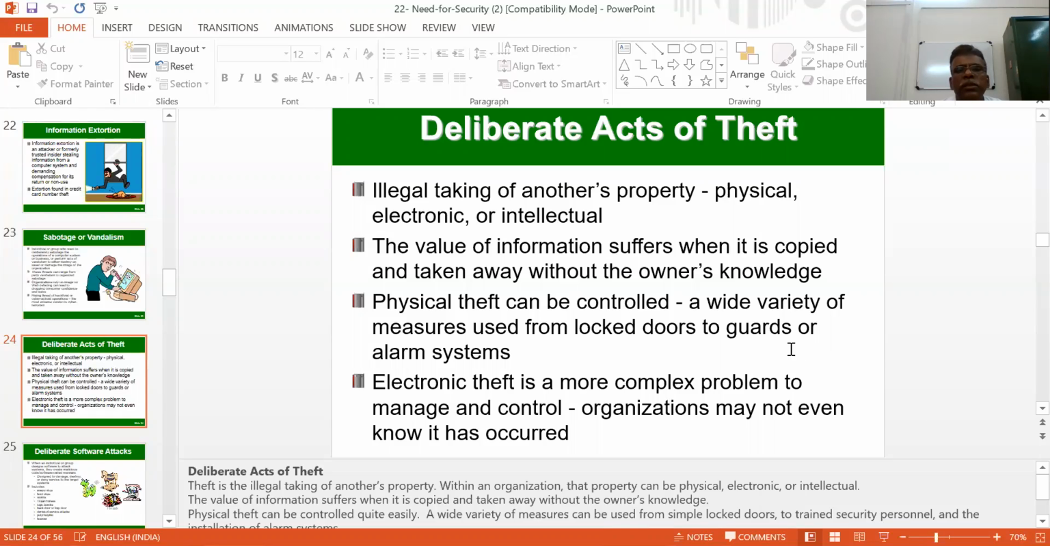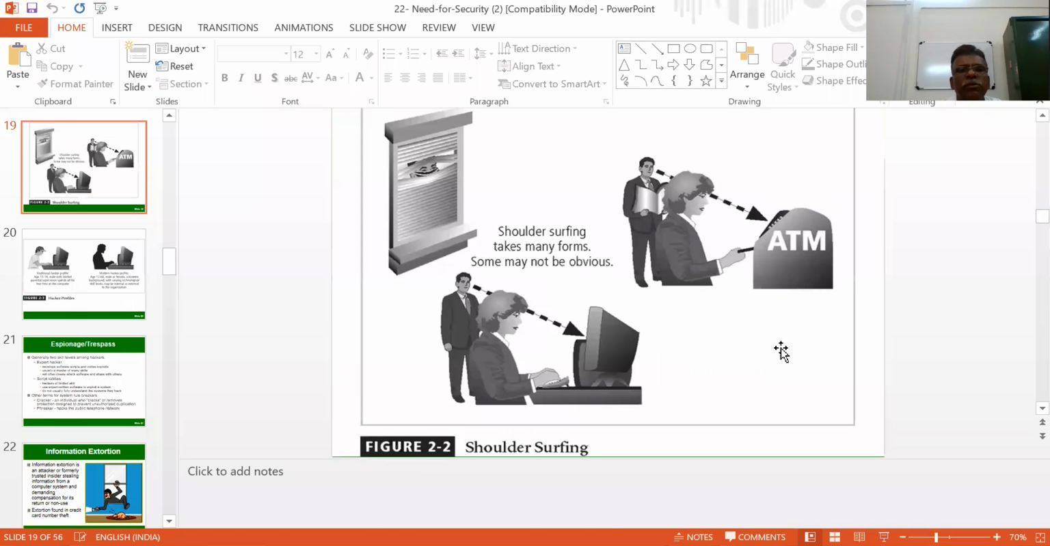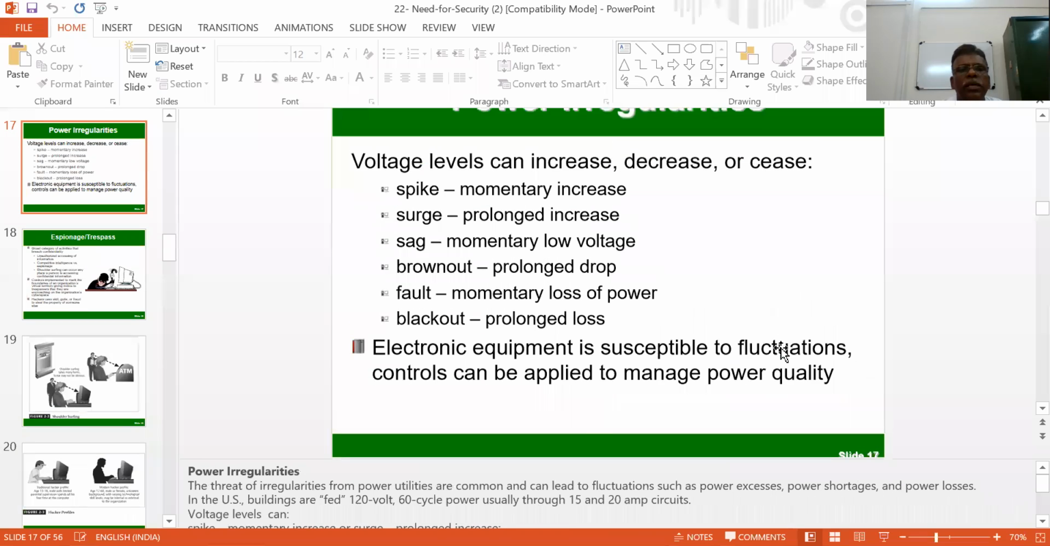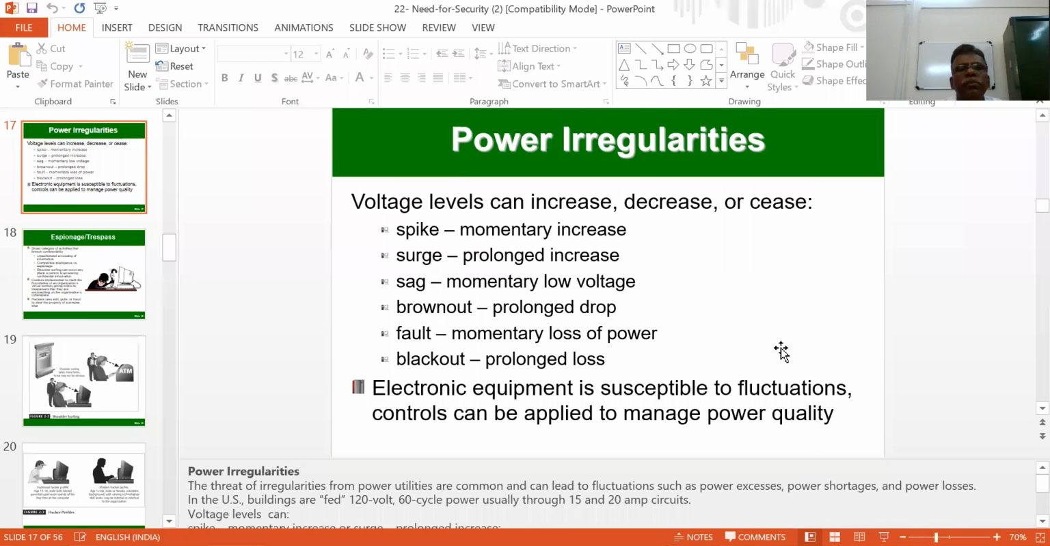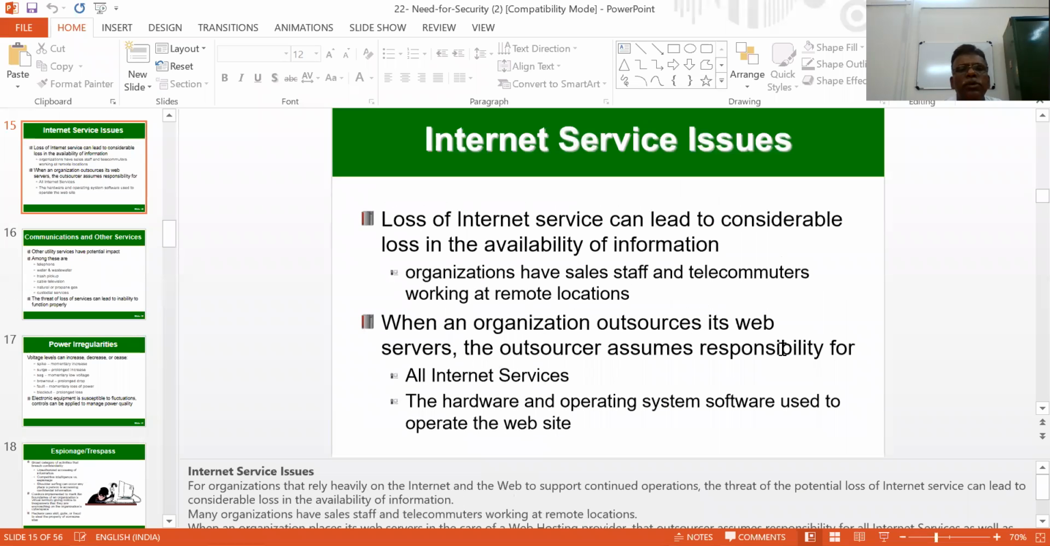Ladies and gentlemen, friends, I'm going to wind up today's class. I just mentioned the various types of threats. Other than manpower failure, we can identify power irregularities and communication issues. Similarly, communication, so internet service providers, who give different kinds of issues which have a complete information security impact on any organization.